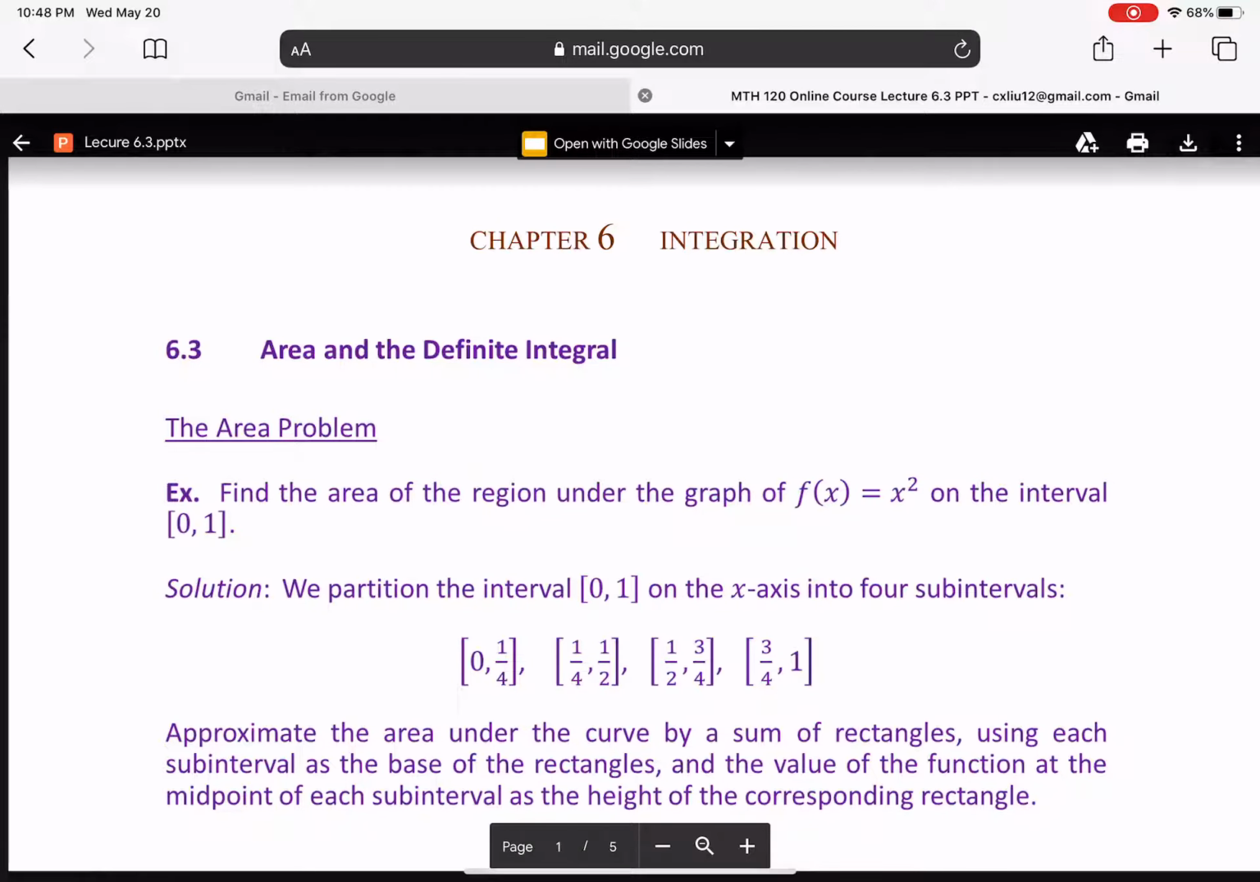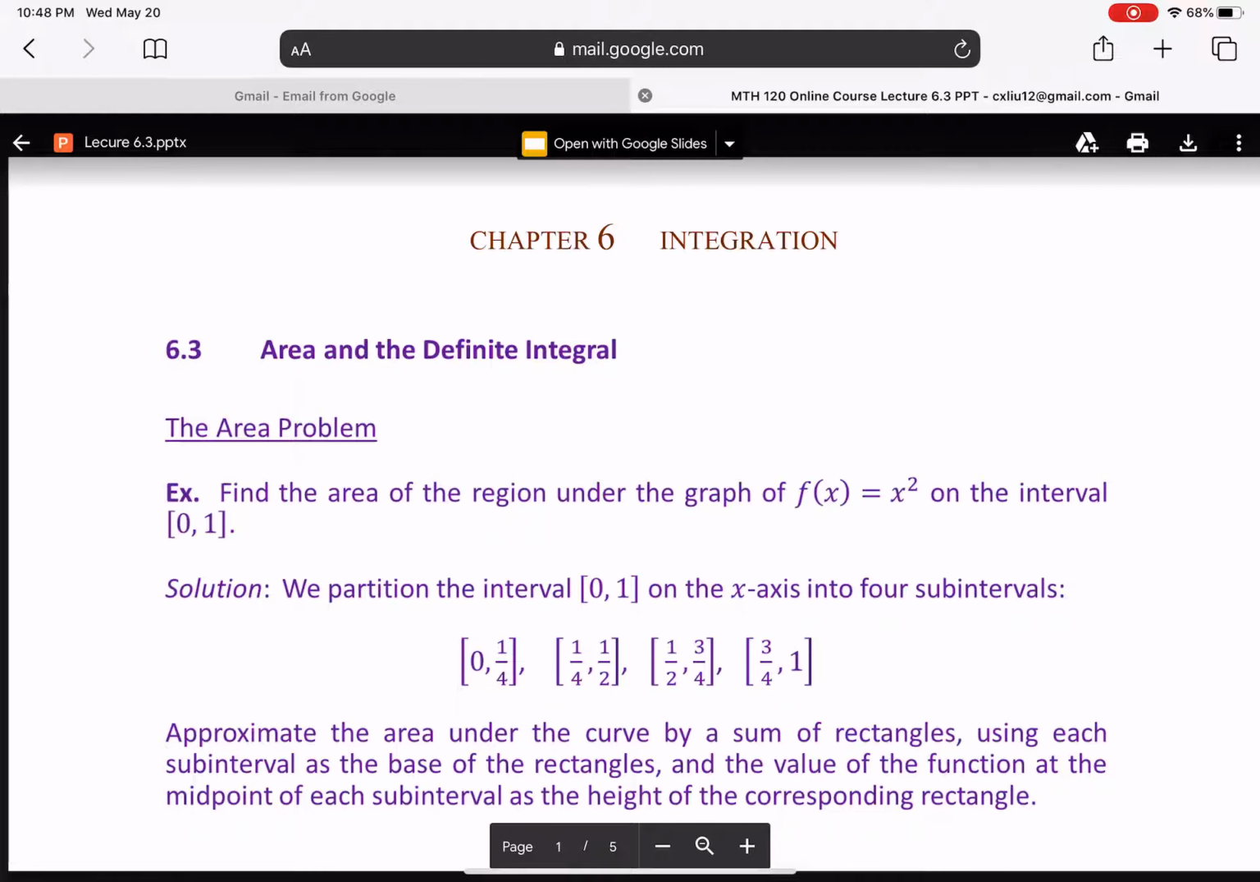area problem. Let's find the area of the region on the graph of f equal to x squared on the interval from 0 to 1. So this is the parabola, and we need to find the area under the parabola from 0 to 1 on the x-axis. And we don't have any formula to compute it. So let's try to find an approximation of this area by drawing rectangles in the following way.